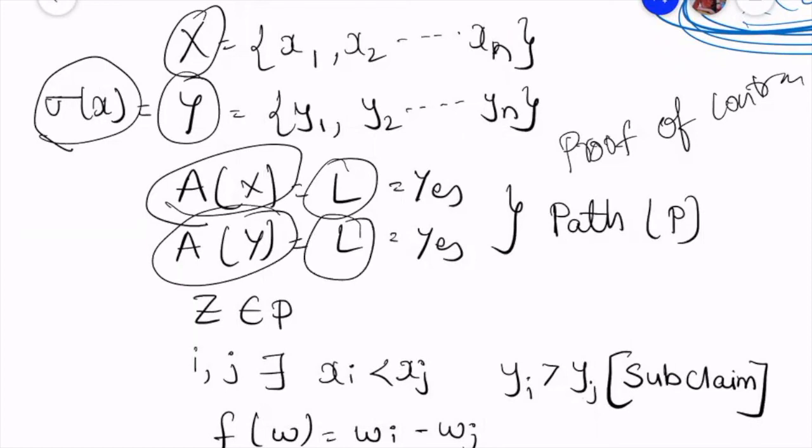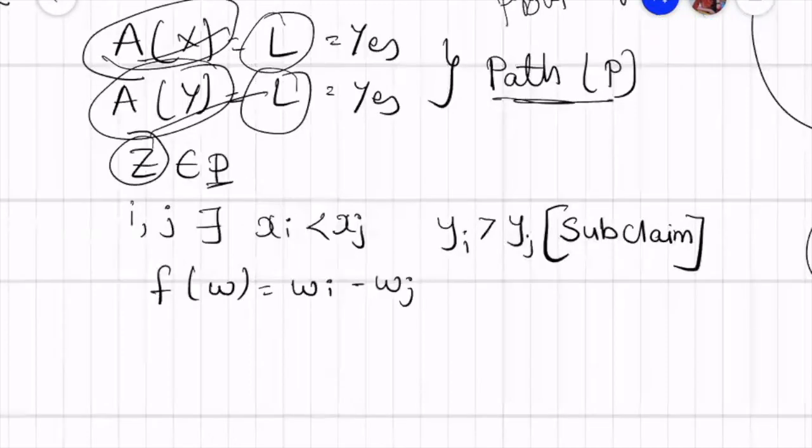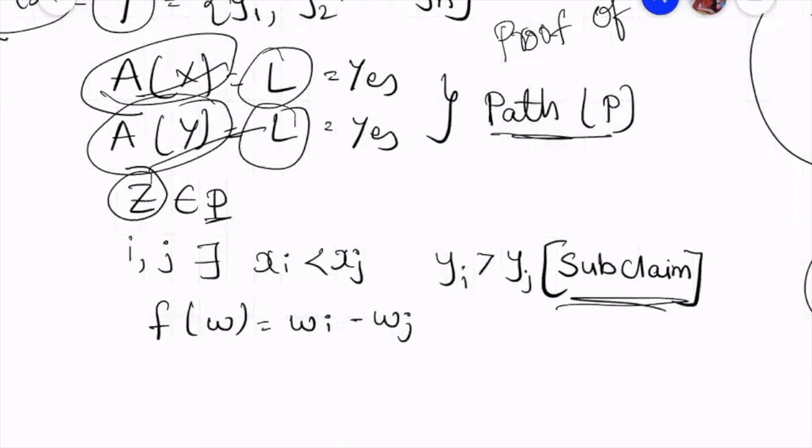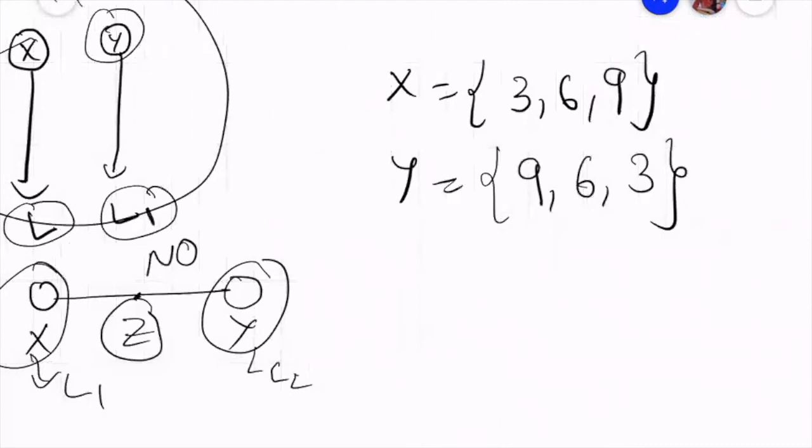So let us assume that there is a connected path between X and Y points. And we are assuming that there is another point Z, which lies in between X and Y. To prove this claim, we are taking another subclaim: Xi is less than Xj and Yi is greater than Yj. So let me explain why we are taking it in that manner.